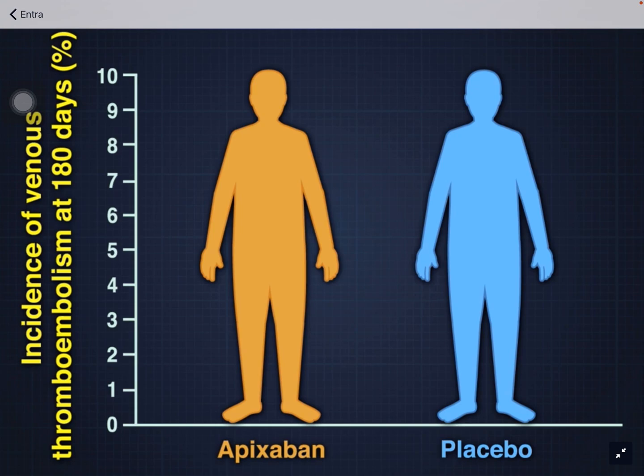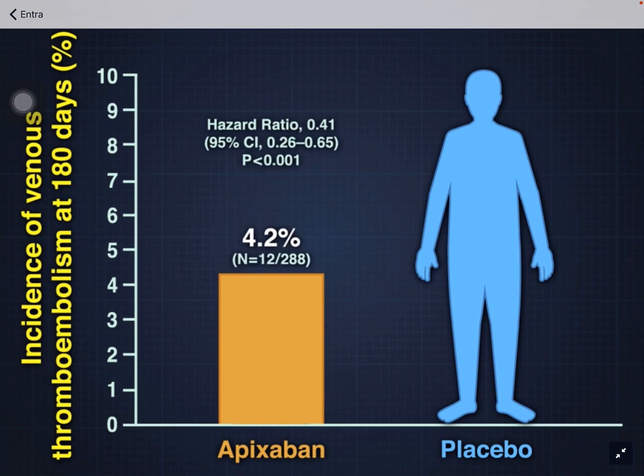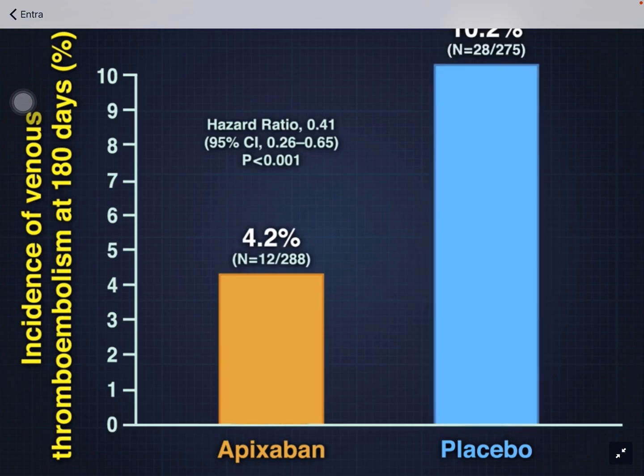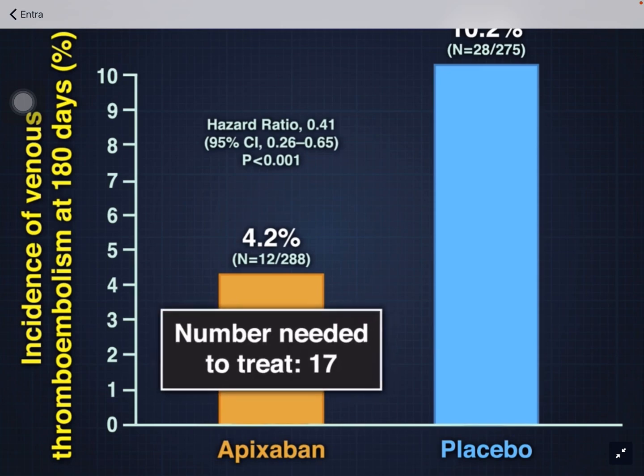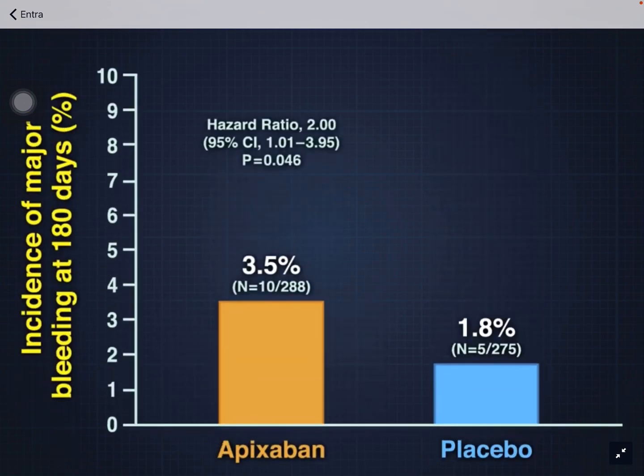In a modified intention-to-treat analysis, venous thromboembolism occurred in 4.2% of the 288 patients in the apixaban group and 10.2% of the 275 patients in the placebo group. The number needed to treat to prevent venous thromboembolism was 17. The main safety outcome was major bleeding. Major bleeding occurred in 10 patients in the apixaban group and 5 patients in the placebo group.